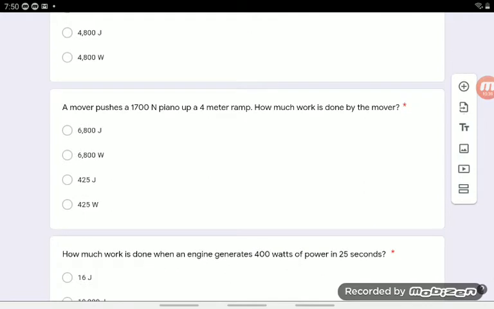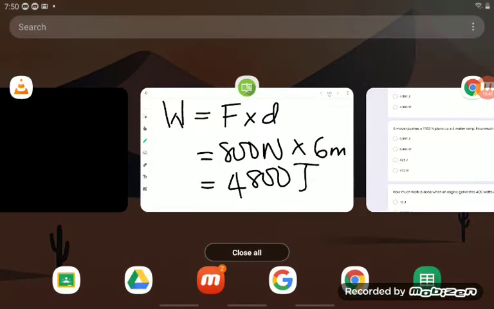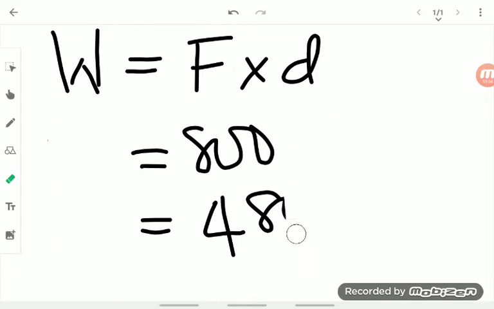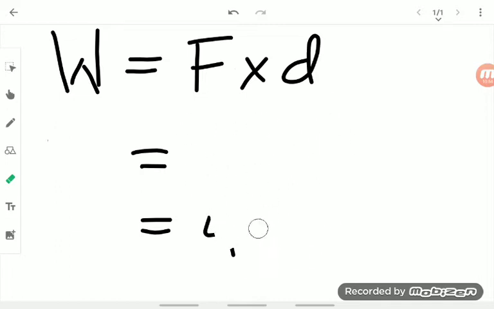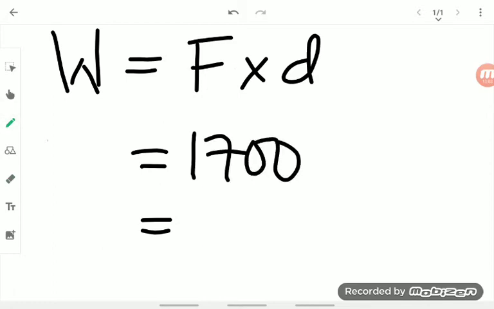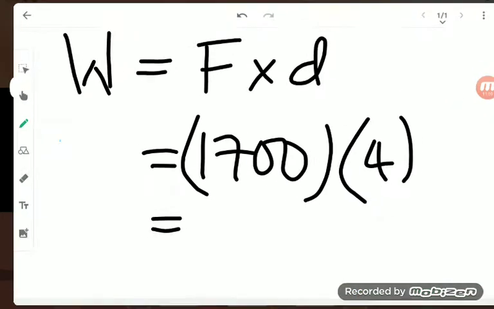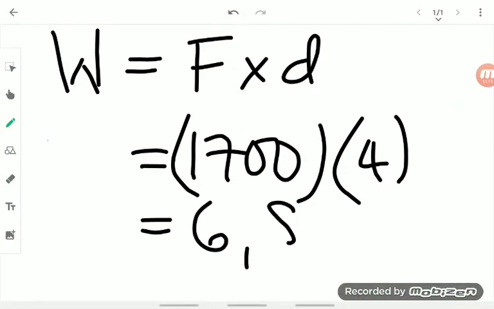Right, next up, a mover pushes a 1700 Newton piano up a 4-meter ramp. How much work is done? All right, 1700, 4 meter. So it is the same concept. Remember to pause the video whenever you need to, so you can record your answers. So it's 1700 multiplied by 4, which I believe the answer is 6,800, and it will be joules again.